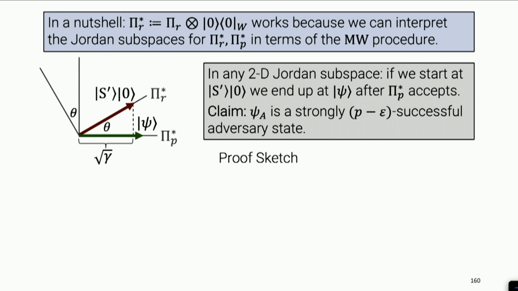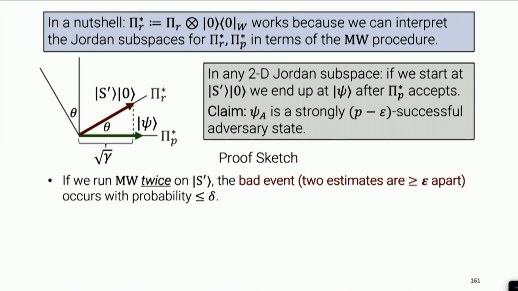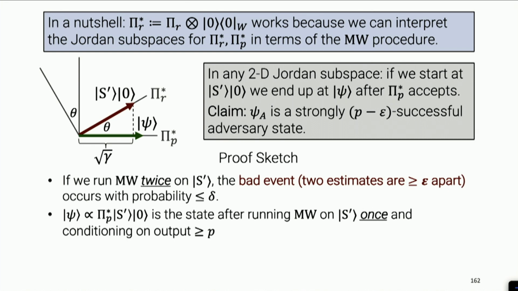And the proof sketch, so this is maybe the most technical part of it, is you need to think about this almost projective guarantee of the Marriott-Waters procedure that says that if I run the Marriott-Waters estimator twice on S prime, this bad event, the event that two estimates are more than epsilon apart, happens with at most delta probability. Okay? Now, what is this state psi? This state psi, you should think of as corresponding to the state after running Marriott-Waters once and conditioning on getting an estimate that is at least p. That's what it means to be in pi p star.